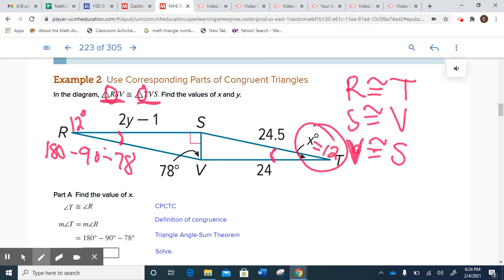So now I have to figure out which piece goes with my other variable. Here's the other part. Now I have two numbers here, the 24.5 and the 24, and I have to pick the right one. Keep in mind that RS is the part that I have my variable on, and that appears in the first two spots on your label. So that means it appears in the first two spots on the other triangle. So TV, that appears here. So I know that the 2y minus 1 goes with the 24.